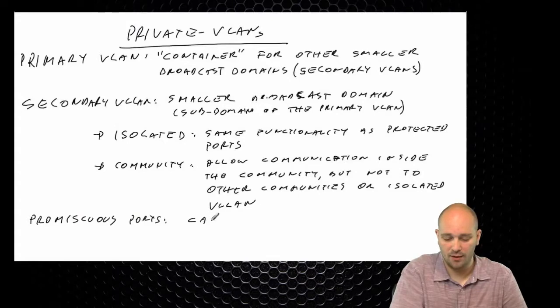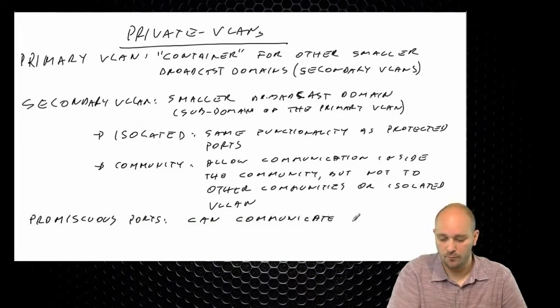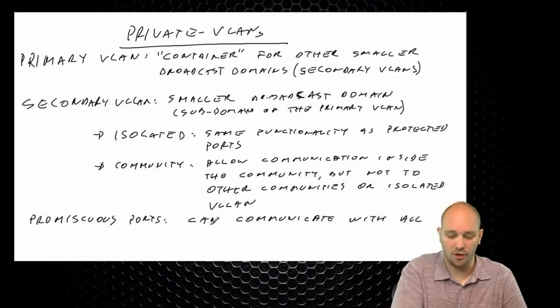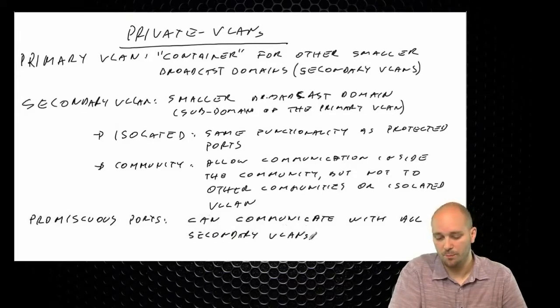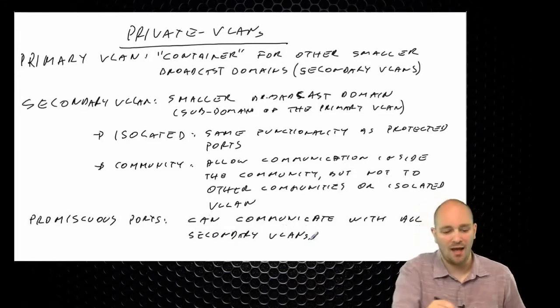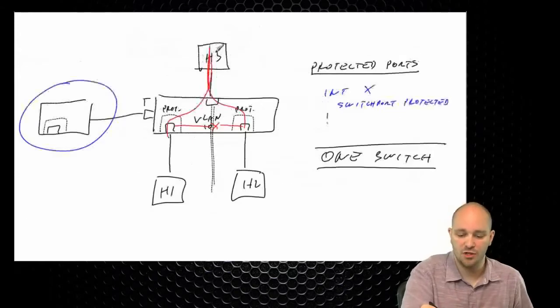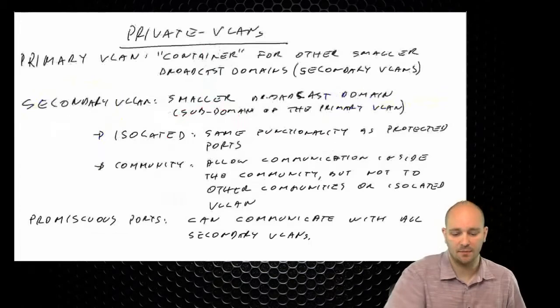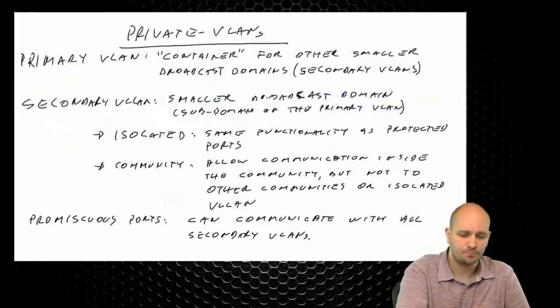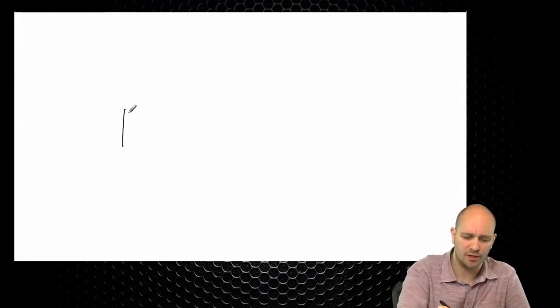And these can communicate with all secondary VLANs. So basically, promiscuous ports allow this functionality. They are just like the normal port in the protected VLAN setup. So to explain this, let's take a look at one switch.